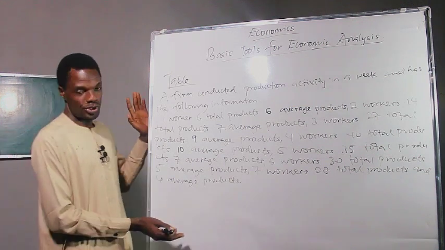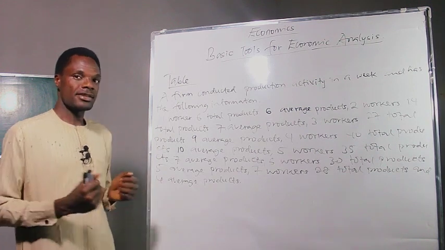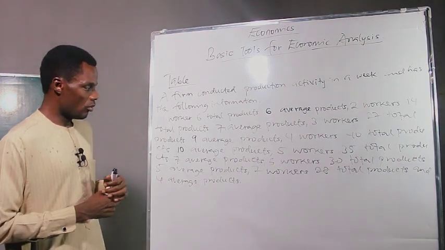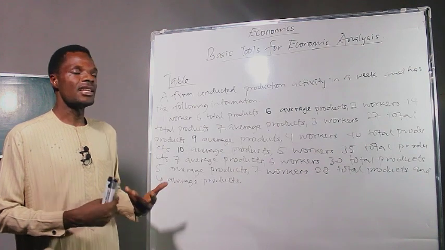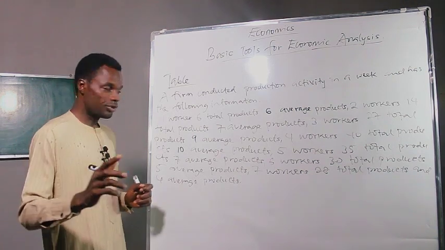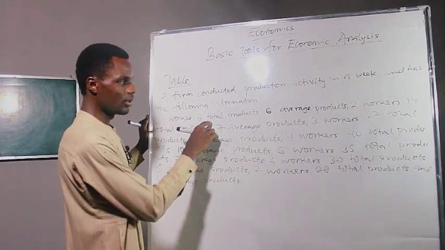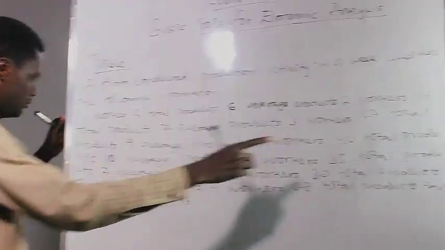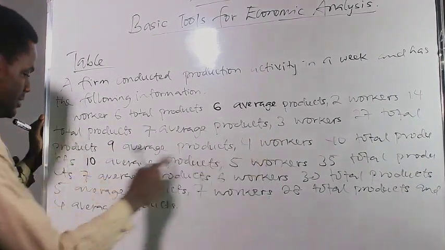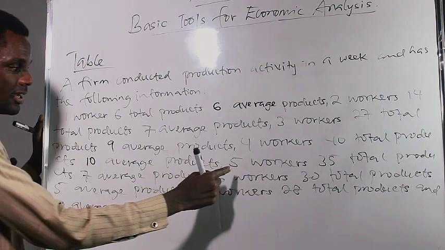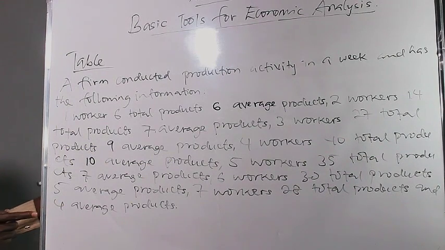But when we are confronted with this raw data, it will be difficult for us to understand. If you are asked to find out when 5 workers were employed, what is the level of output? It will be difficult because you'll be tracing line by line. You can say 1 worker, this is not the one, 2 workers, 3 workers, no, 4 workers, then you come to this one because you are asked to find when 5 workers were employed. The level of output was 35 units of output.